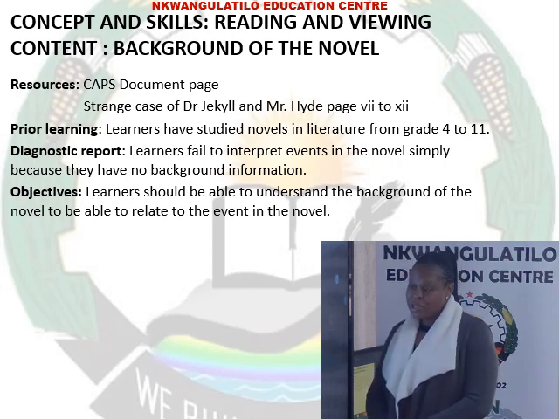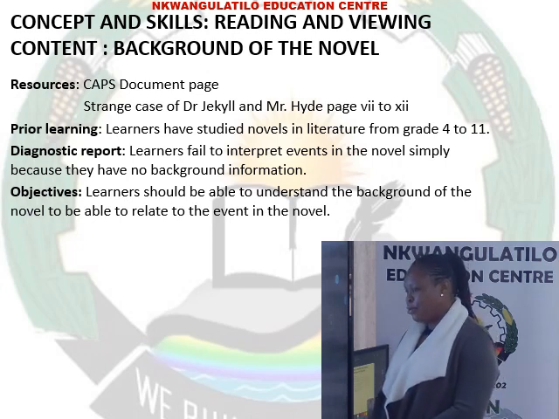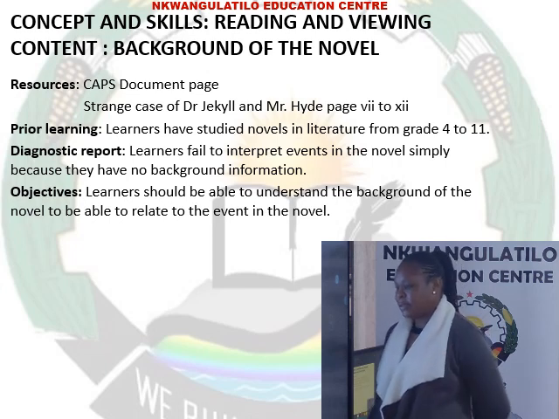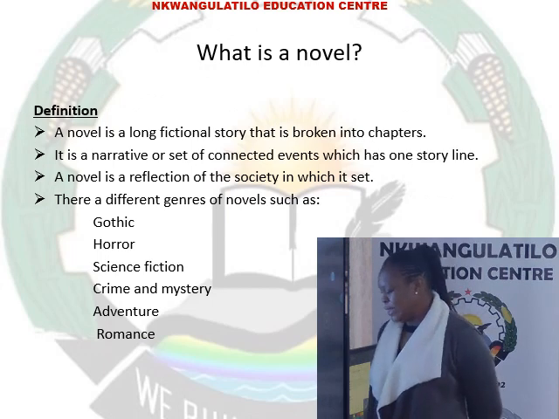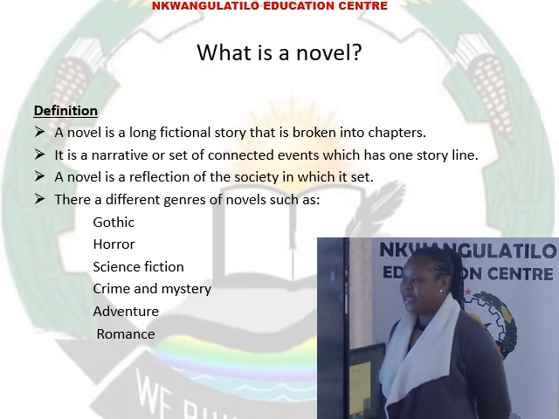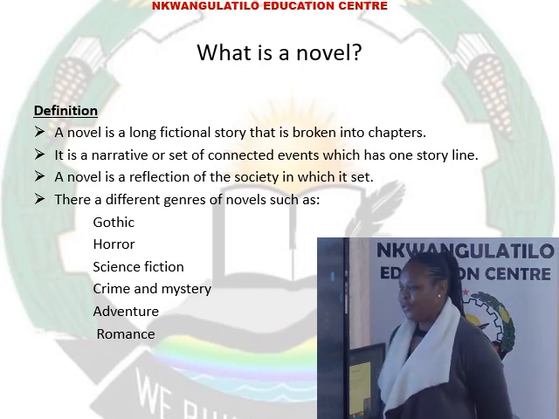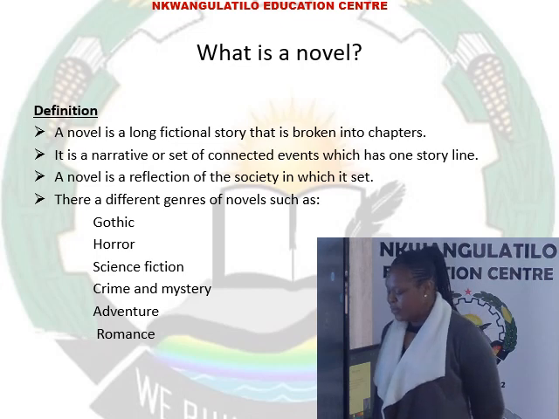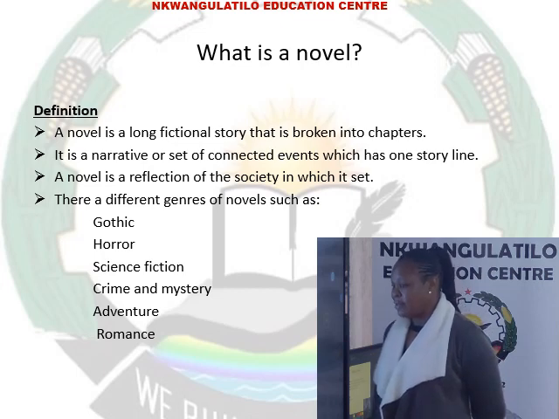Now, what are the objectives of this lesson? Learners should be able to understand the background of the novel, to be able to relate to the events in the novel. Right, what is a novel? A novel is a long fictional story that is broken into chapters. The narrative or set of connected events which has one storyline. A novel is a reflection of the society in which it is set.